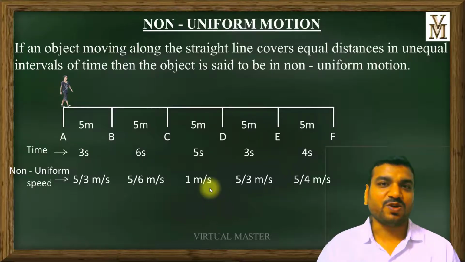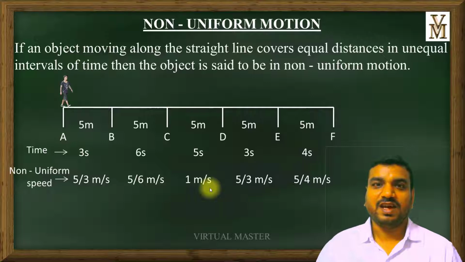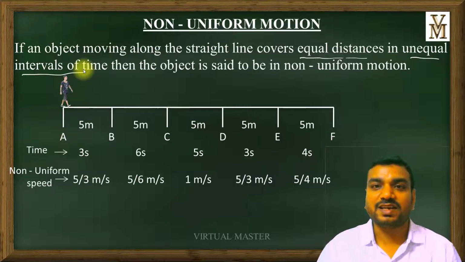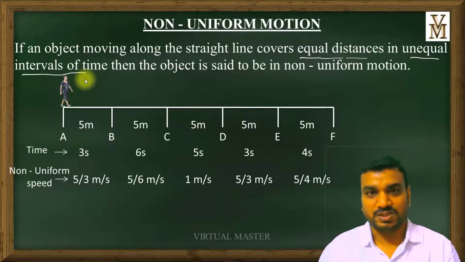Now let us discuss non-uniform motion. What is non-uniform motion? An object is said to have non-uniform motion if it is covering equal distances in unequal intervals of time. An object moving along a straight line covering equal distances in unequal intervals of time is said to have non-uniform motion.